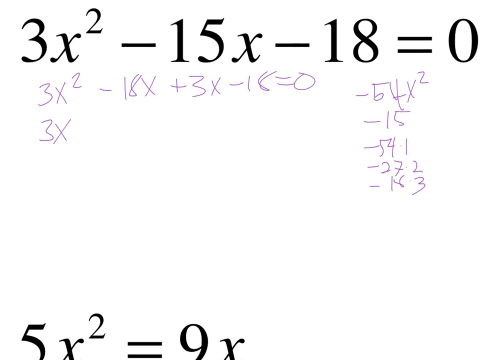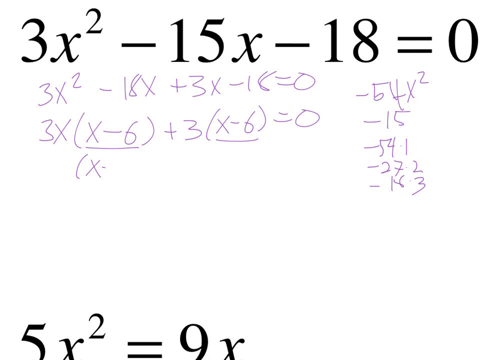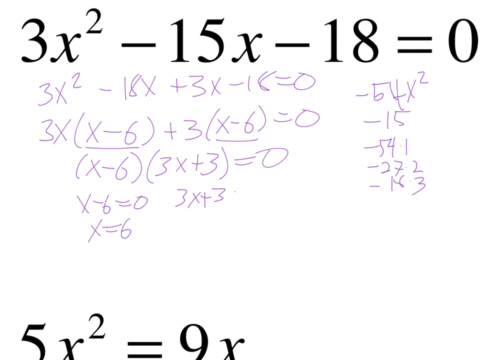I can take a 3x out of the beginning, and I'm left with x minus 6. And I can take a 3 out of the next part, and I'm left with x minus 6. I can factor out an x minus 6, and I've got x minus 6 times 3x plus 3 is equal to 0, which means that x minus 6 equals 0, x equals 6, and 3x plus 3 equals 0, which means that x is negative 1.